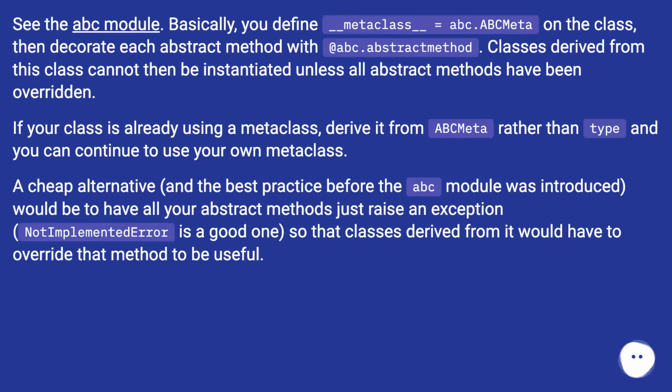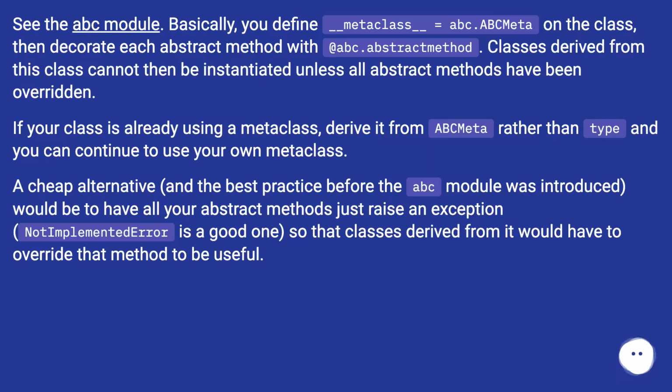See the ABC module. Basically, you define __metaclass__ = abc.ABCMeta on the class, then decorate each abstract method with abc.abstractmethod. Classes derived from this class cannot then be instantiated unless all abstract methods have been overridden. If your class is already using a metaclass, derive it from ABCMeta rather than type, and you can continue to use your own metaclass.